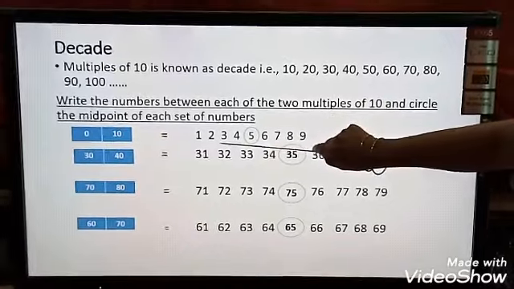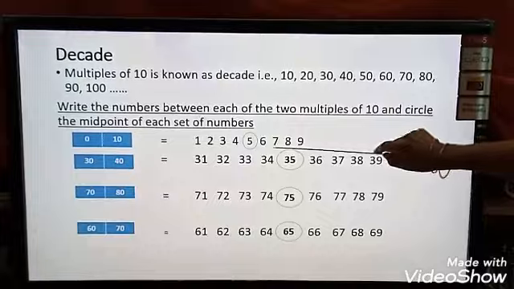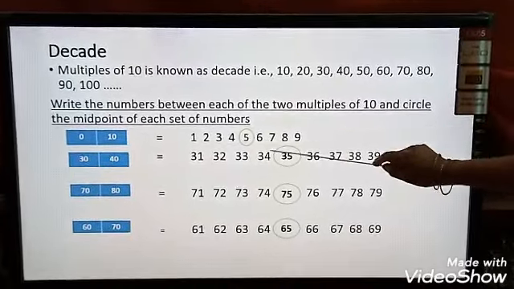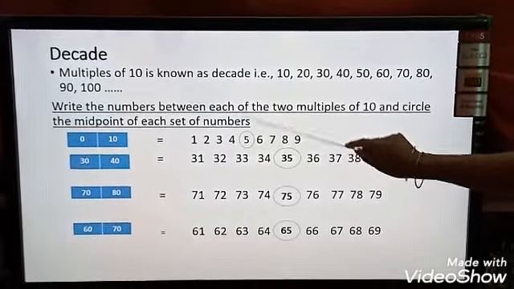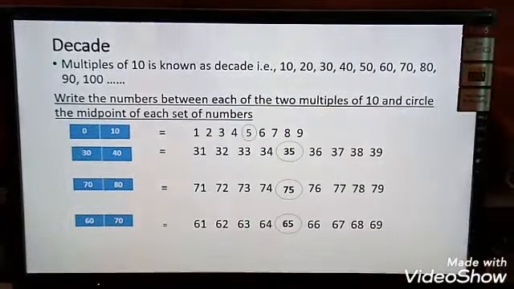Next, go to the left side, underline 3 and then underline 7. Again go to the left, underline 4 and underline 6. Which number is left out? The number 5 is left out. So that is the center number or midpoint of the given number.